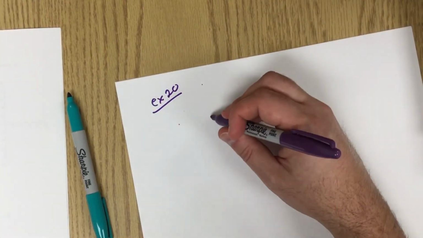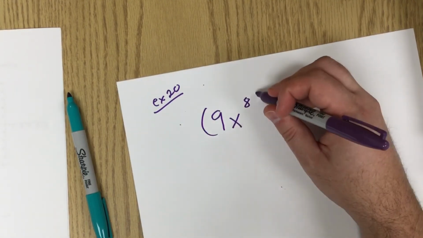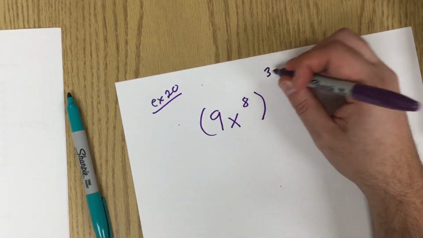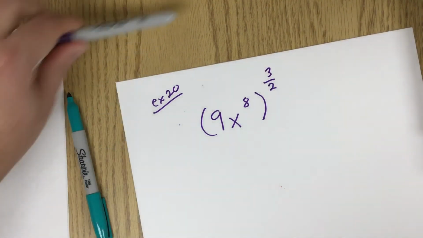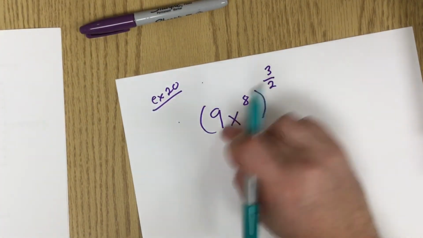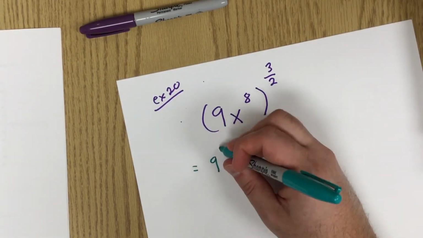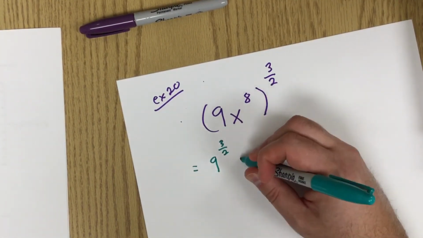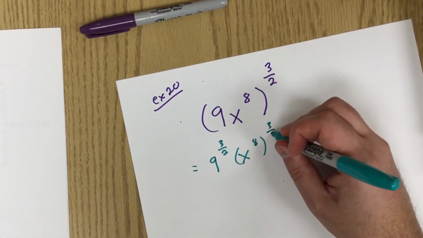Example 20. 9x to the 8, all to the power of 3 over 2. Okay, so there's kind of a mixture here. There's going to be some simplifying and some evaluating. We're obviously not going to evaluate the x. So this 3 over 2 goes to the number and it goes to the variable. So we have 9 to the 3 over 2 and x to the 8 to the 3 over 2.